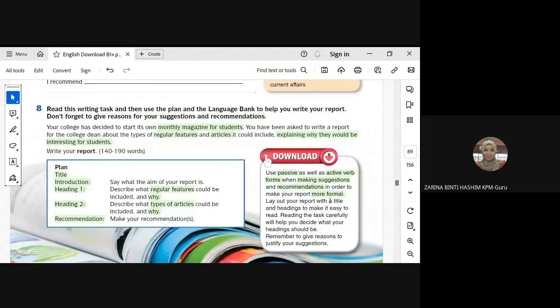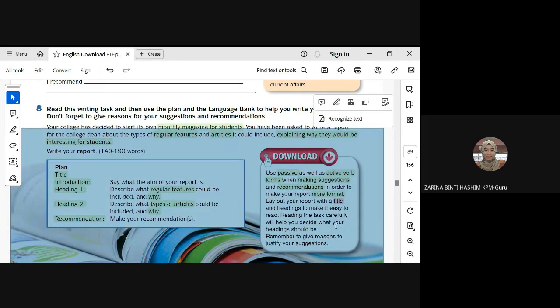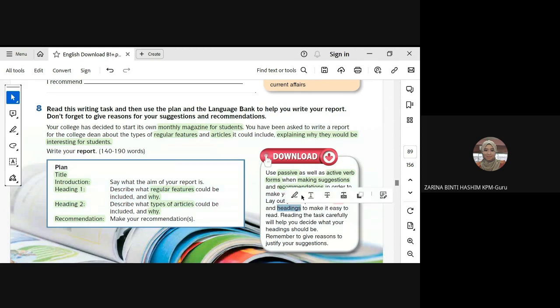Okay. So remember, for a report you must have a title. Okay. You must have headings. Heading 1, heading 2, like this now, to make it easy to read. And reading the task carefully will help you decide what your headings should be. So for headings, you should take from the question just now, like regular features and articles. Okay, and the last paragraph is your reason. Okay, remember to give reasons, like just now from the question, why. Okay, and the last paragraph is recommendation. They're not stated here, but they emphasize giving reasons. Okay, for each suggestion you must have a reason.